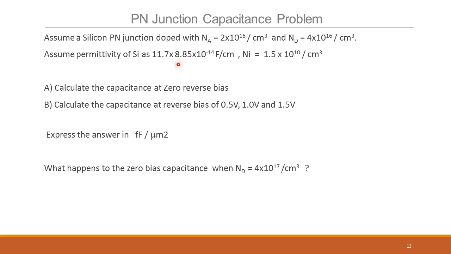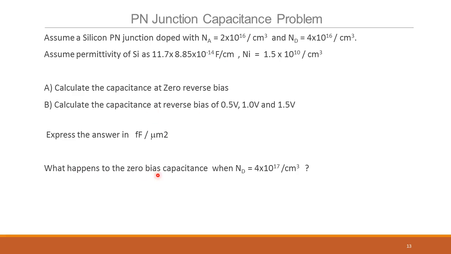All we have to do is calculate the capacitance at zero bias, when no external bias is applied. Then calculate the capacitance at reverse biases of 0.5, 1 and 1.5 volts. It's a straightforward application of the previous formula. Just take a look at it. The only thing I would like you to do is express the answer in femtofarad per micron square. The reason for doing this is the capacitance will be of this order. It will be a fairly small capacitance, femtofarad per micron square. Here remember it's farad per centimeter, and this is centimeter cube. So just remember the units when you convert it.